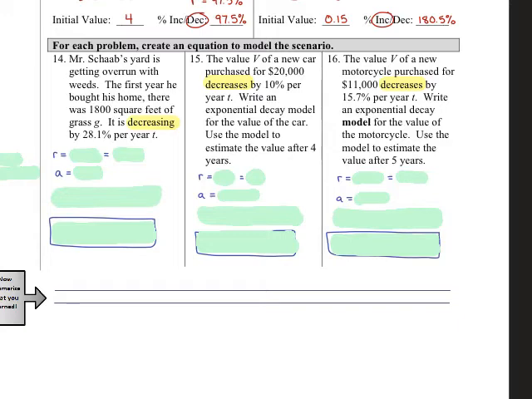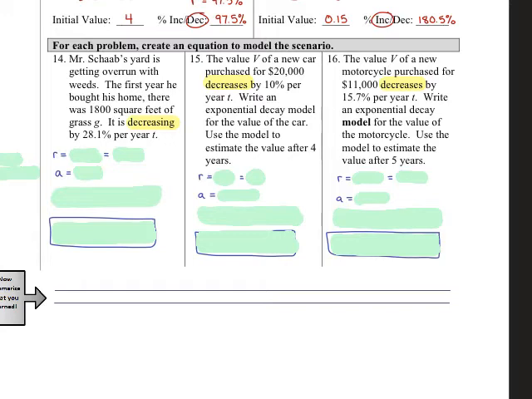Mr. Schaub's yard is getting overrun with weeds. Ain't that the truth? The first year he bought his home, there was 1,800 square feet of grass G. Now that's important. That G there, they're defining variables for you. So if a problem does that, you need to use those variables in the problem. So instead of y and x, we're going to use function notation here. t is going to be our independent variable. The time that passes is always the independent variable. By that I mean the x variable. It's just a t here instead of an x, but remember, we can use any letters we want.